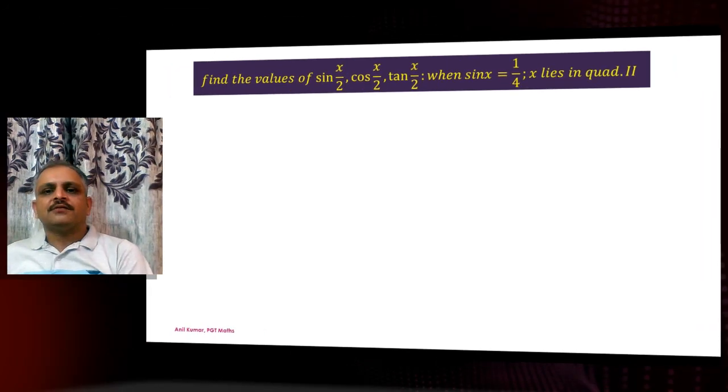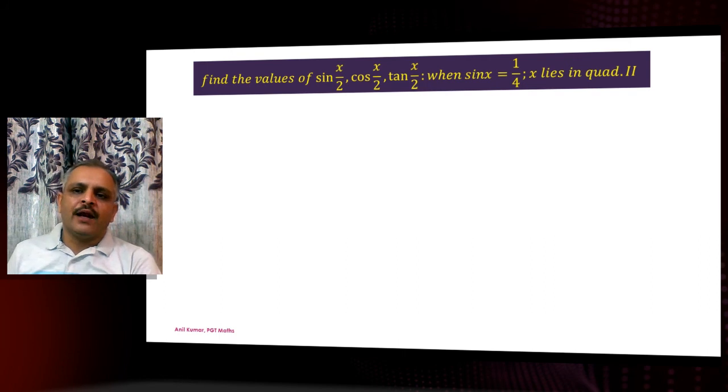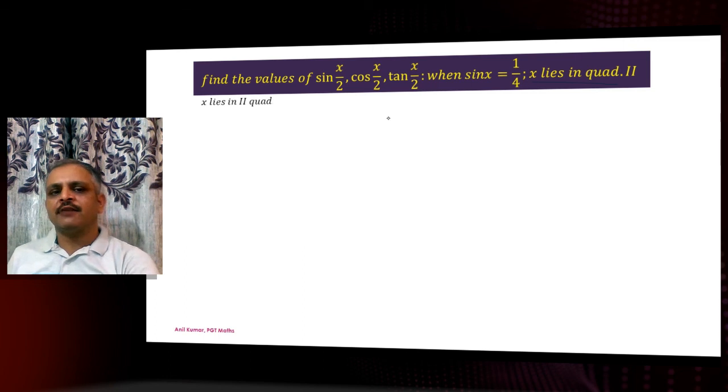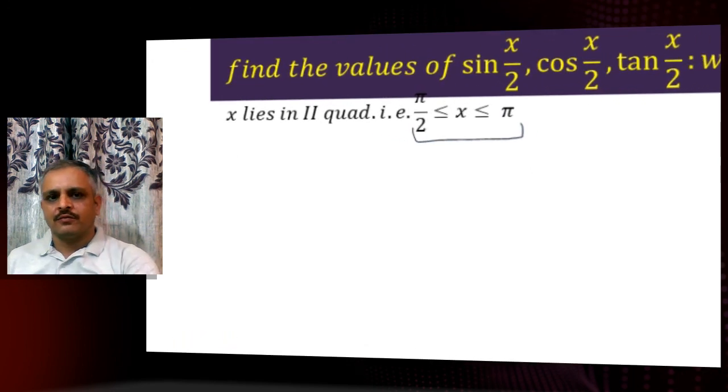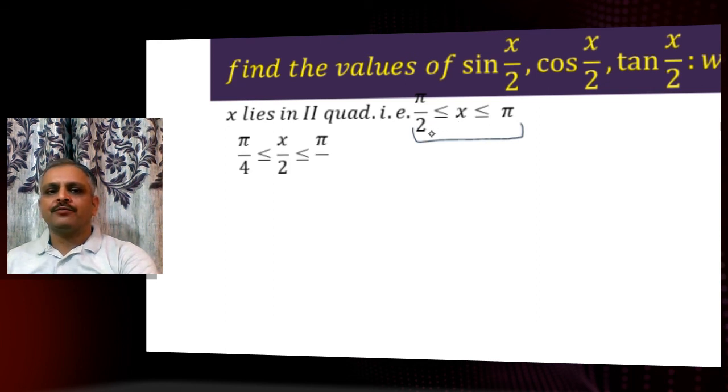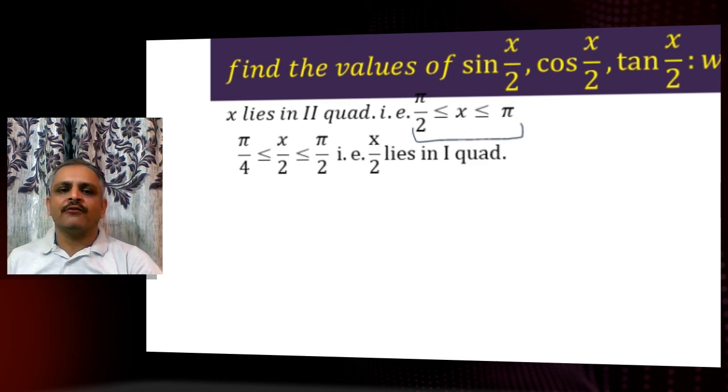Our next sum is: sin x is given 1 by 4 and x lies in the second quadrant. So when I say that x lies in the second quadrant, it means that the value of x is from pi by 2 to pi. If I divide all the terms by 2, I will get pi by 4 to x by 2 to pi by 2. That is, x by 2 lies in the first quadrant. So in the first quadrant, as we know, all three t ratios, that is sin x by 2, cos x by 2 and tan x by 2, will be positive.